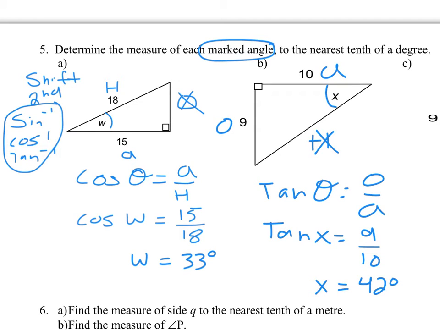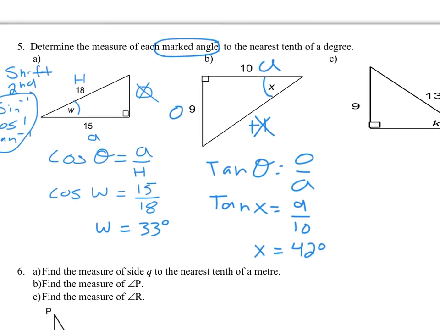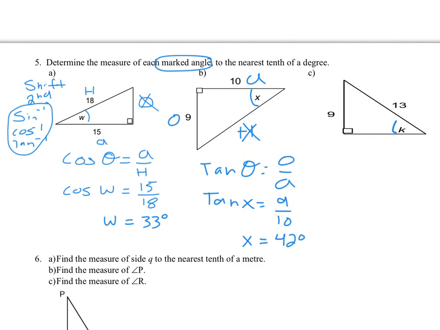Again, if you have a one-line calculator, you're going to have to find that decimal first. So 9 divided by 10, which is 0.9, then shift tan that 0.9 to be able to get that 42 degrees on that one-line calculator. Again, you're going to practice C on your own. There's nothing new with it here. You just label the same triangle again and then choose the right formula.